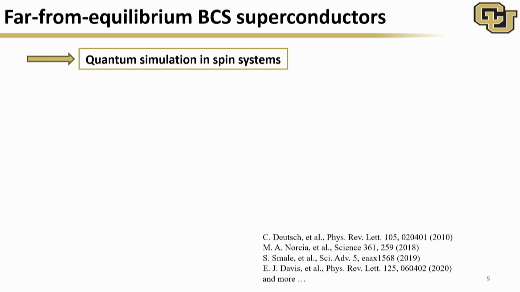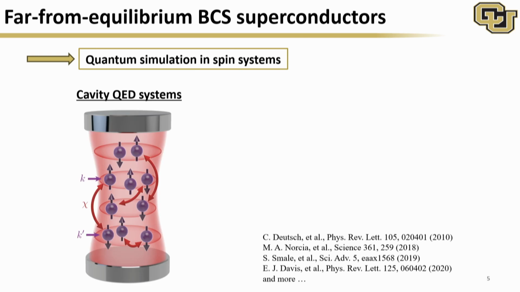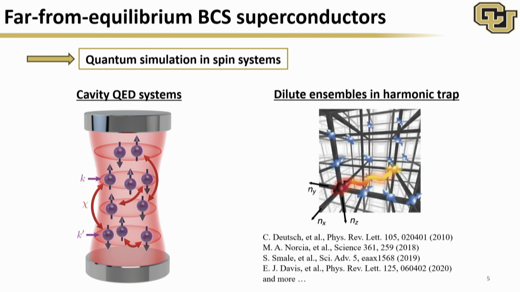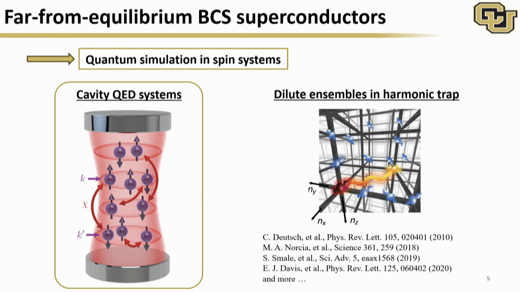The idea for quantum simulation in spin systems is that we need all-to-all interaction to simulate the BCS superconductors. One candidate is using cavity QED systems. This is a system where we have an ensemble of atoms trapped inside the cavity, and these atoms can talk to the cavity mode. Actually, it is a light field bouncing between the two cavity mirrors, so that each atom can talk to the same light field and have all-to-all interaction between them. Another example is the dilute ensemble in a harmonic trap. Here we will focus on these cavity QED systems.